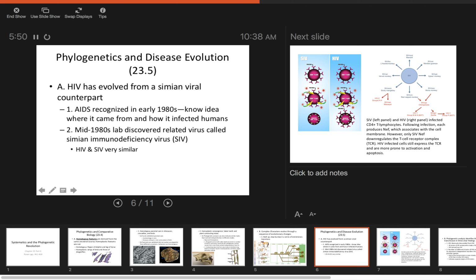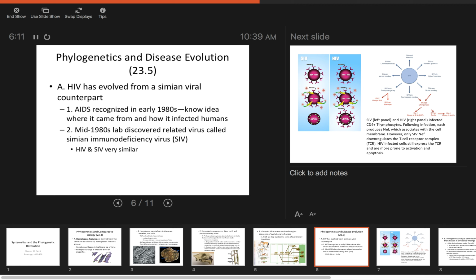We can also use phylogenetics to study diseases, which is what your web quest will be about, with HIV and AIDS. HIV evolved from a simian viral counterpart. Simian means ape or chimpanzee. So this virus was found in chimpanzees and monkeys, and then it made the jump to humans.